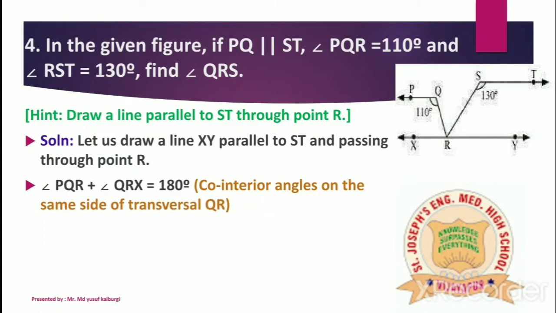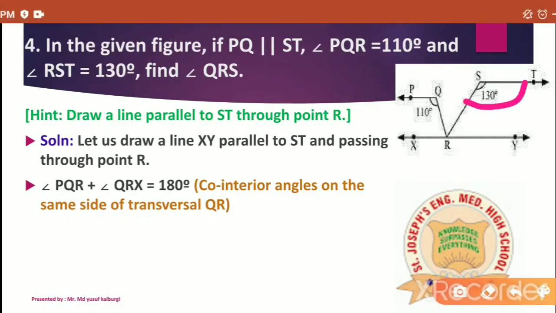Once we have written that, what we have got? Co-interior angles on the same side of the transversal. Now which is the transversal here? QR is the transversal. Similarly, can we see it on the other side also? SR is also a transversal between the same parallels. Can we write that angle RST plus angle SRY equals 180 degrees? Just observe the figure, angle RST and SRY. Which is angle SRY? This angle. So we can write that these two are transversals.